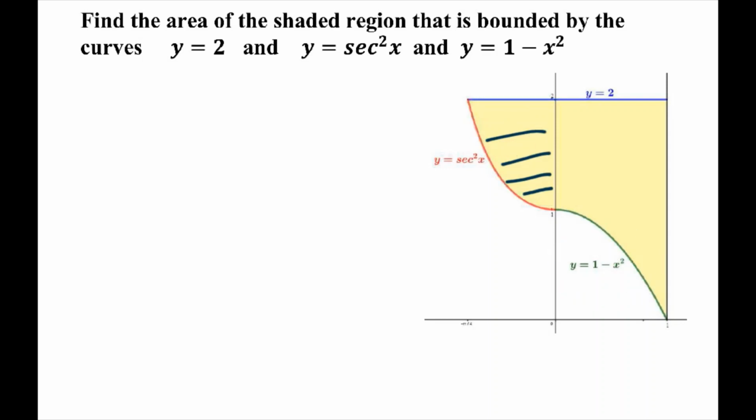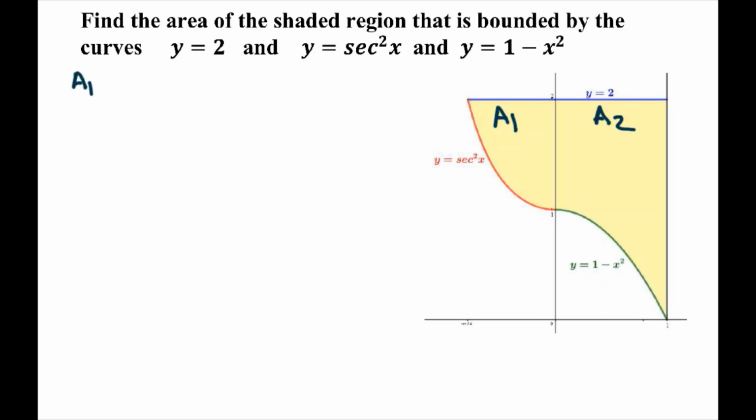So what we're going to do, I'm going to call it A1. By looking at the second part, you will notice that we are talking about this line here, y equals 2, and the green, which is 1 minus x squared. So I could call this A2. And I'm going to integrate each one of them separately, then add the areas.